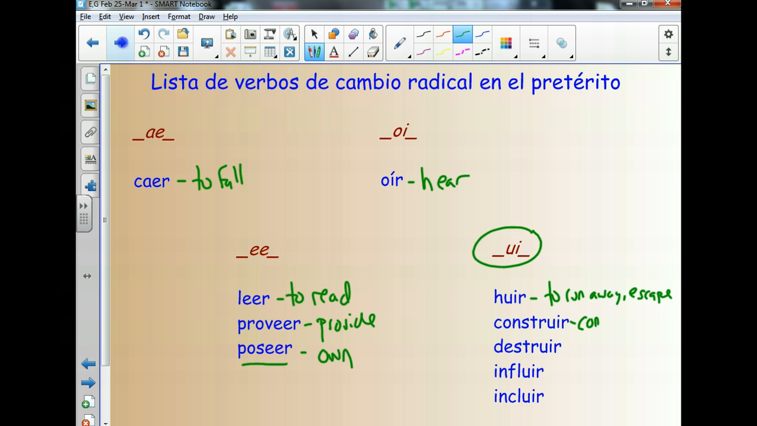Construir, I've already talked about it, means to construct or to build. It's easy to remember construct because it looks like it. Destruir looks just like what it is, and it's destroy. Influir means to, you can probably guess, influence. And incluir, again, you can probably guess, means to include. So once again, we see a lot of verbs that are cognates, not all that difficult to memorize.